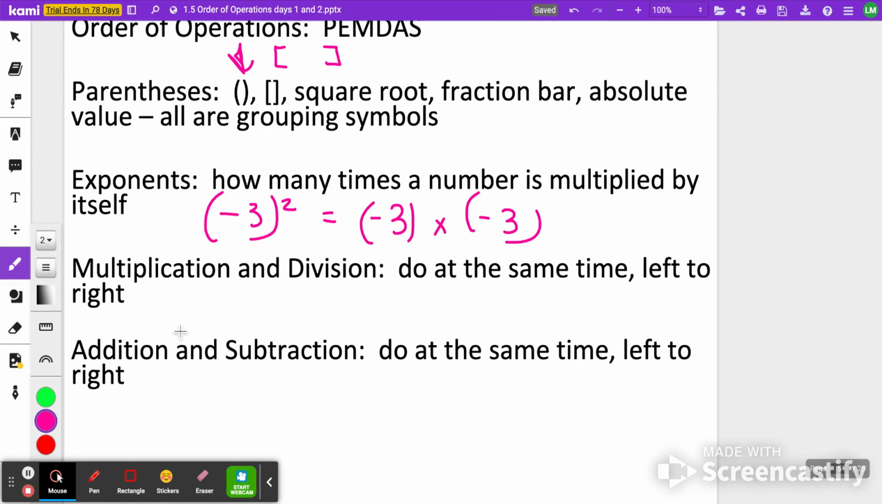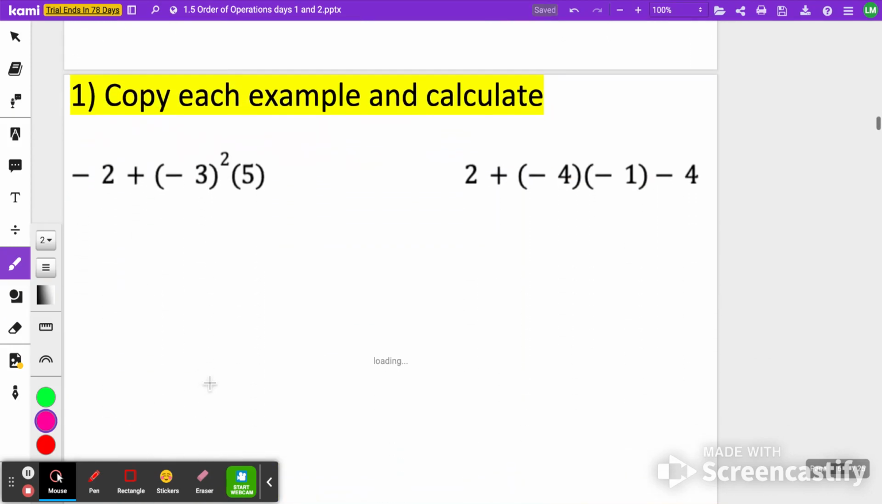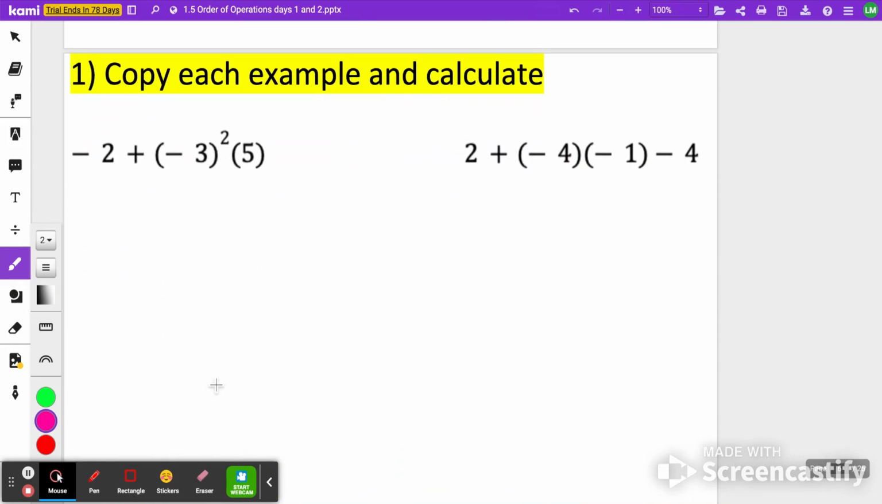Multiplication and division, we do those at the same time. We want to make sure we're going from left to right. Again, we'll see some examples with that. And then addition and subtraction, also done at the same time, but going from left to right. We're going to copy these examples in our notebook and try them together. So if you haven't done so yet, let's take time now to pause the video, try these maybe on your own first, and when you're ready to check, click play.